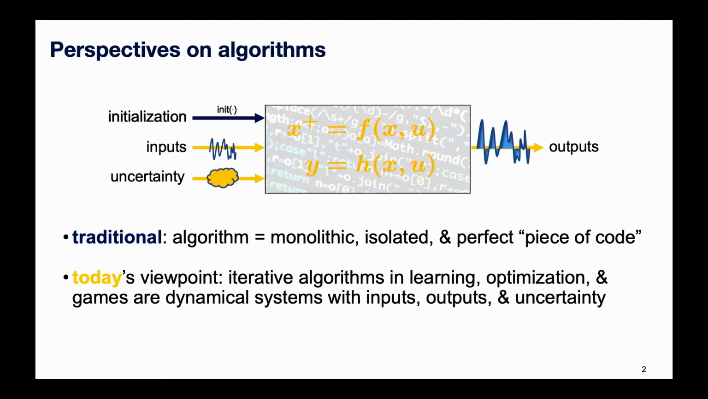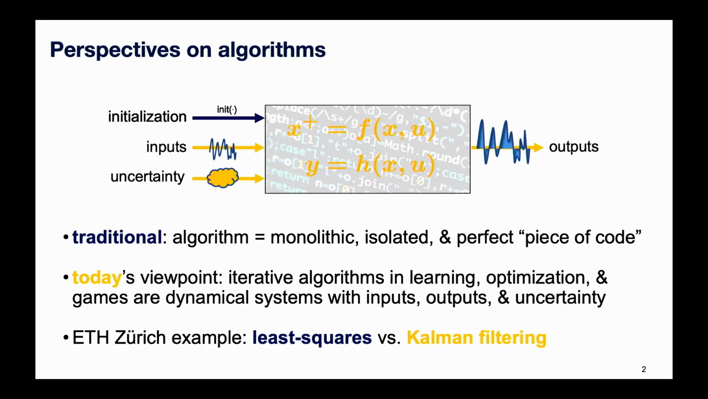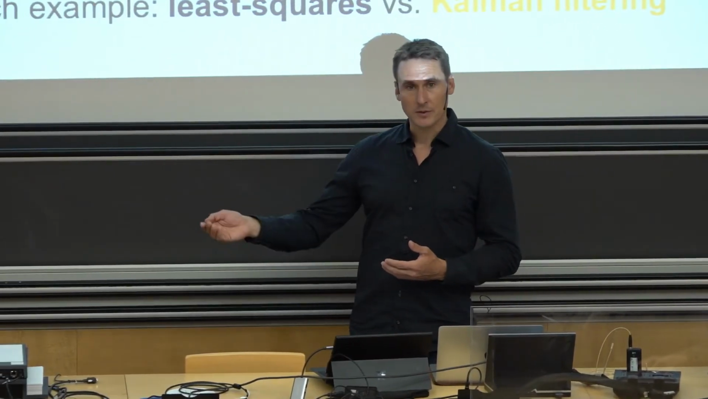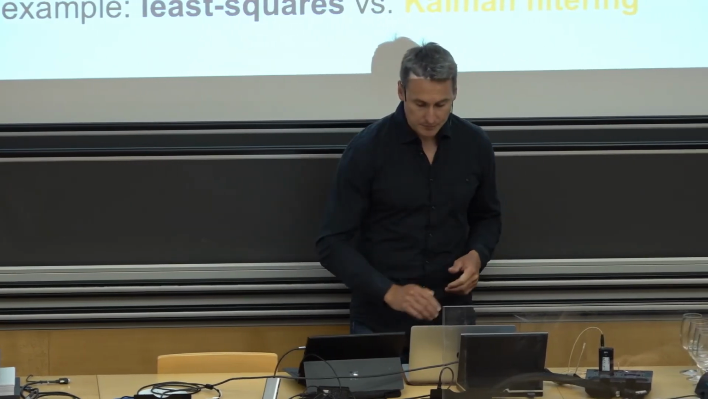So very much like a block diagram. And to come up with the same example as last week, which relates to ETH Zurich, is of course Kalman filtering versus least squares. So least squares, this idea of a monolithic algorithm, a perfect piece of code that spits out an answer based on an initial seed. Whereas a Kalman filter solves the same problem, but it can deal with real-time inputs and real-time outputs, and also tells you how to propagate uncertainty, in this case, mean and variance.